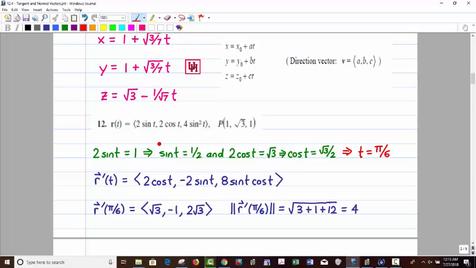So how about the derivative? 2 sine of t would be 2 cos t. 2 cos t would lead to negative 2 sine of t. And then be careful here because of the chain rule. You bring the 2 down, that makes it 8 sine t to the first, but then you're taking the derivative of sine of t with that. So that's what's causing the cosine of t at the end.